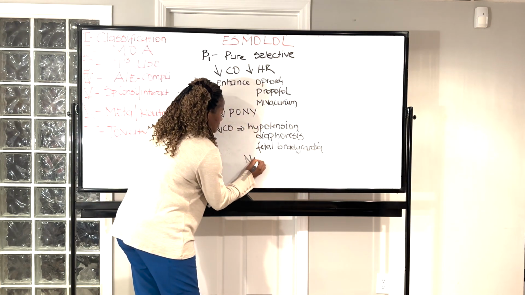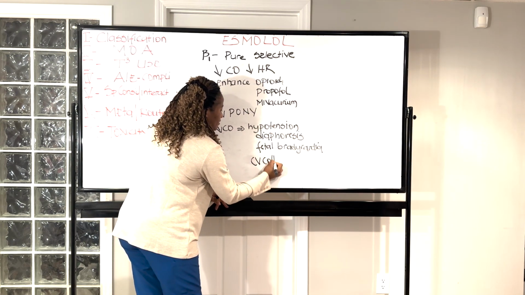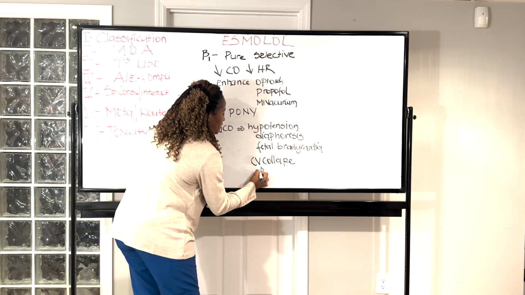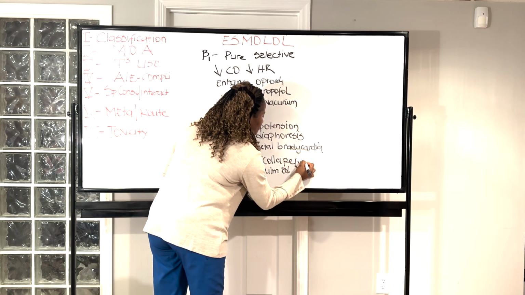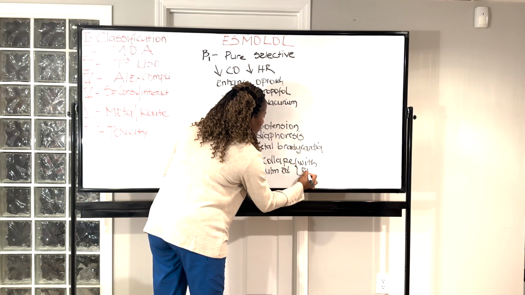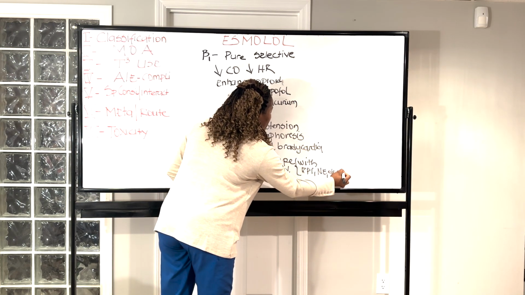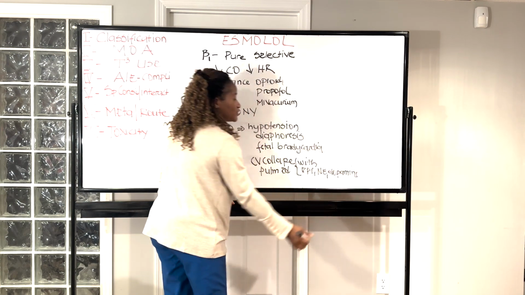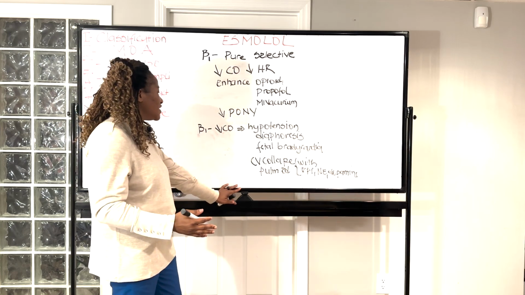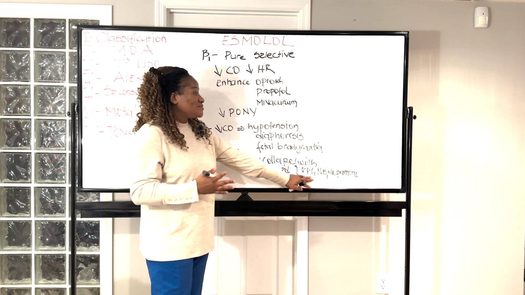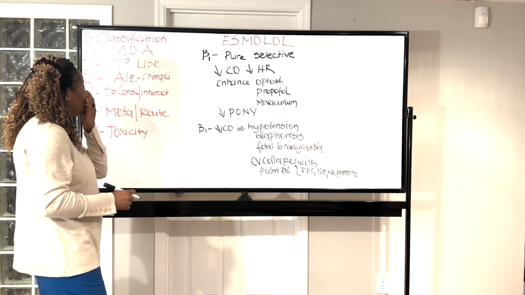So, risk of cardiovascular collapse and pulmonary edema when given with norepinephrine and dopamine. I made a video about dopamine. If you haven't watched it, please go and watch it. There are tons of information you can get from that video. So you never want to give Esmolol with these drugs. Now let's look at the metabolism.